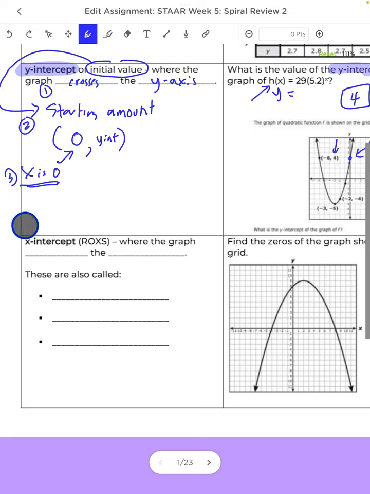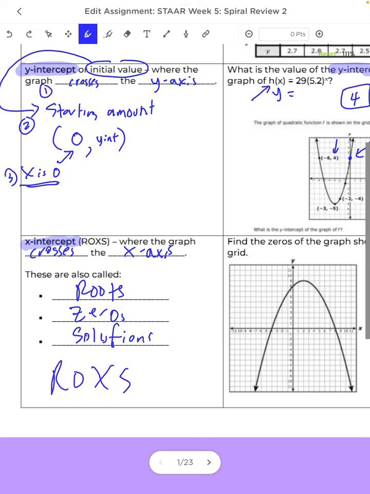Next, similarly, we talked about the y-intercept. Now we're going to talk about the x-intercept. Okay, so the y-intercept is where it crosses the y-axis. X-intercept is where it crosses the x-axis. Okay, so these are also called roots, zeros, or solutions. Solutions, that's why we call it rocks. Okay, so those are those four terms: roots, zeros, x-intercepts, and solutions. That's how we remember that. So it's where it crosses the x-axis.